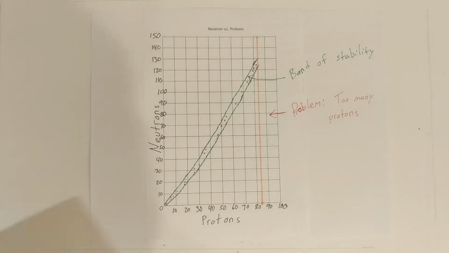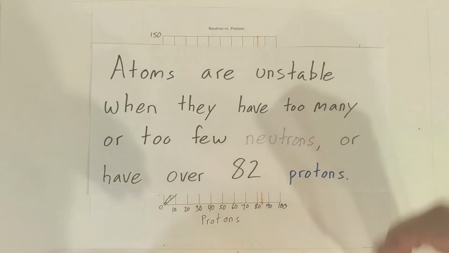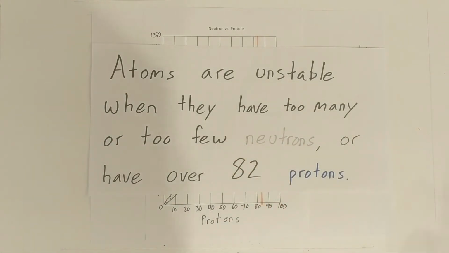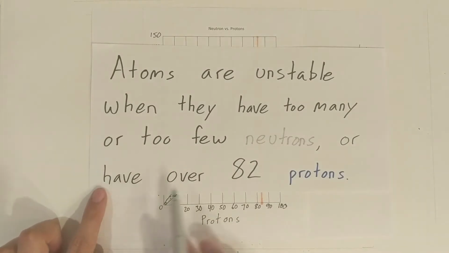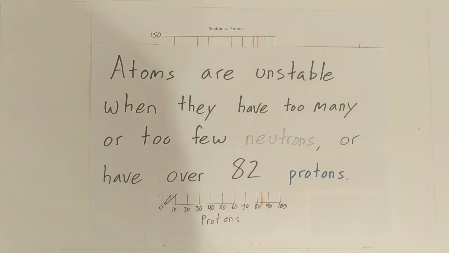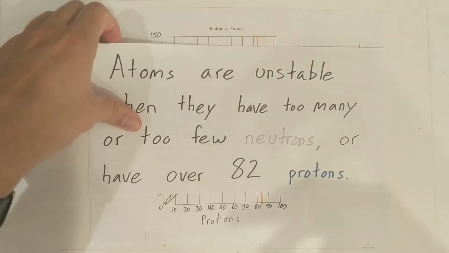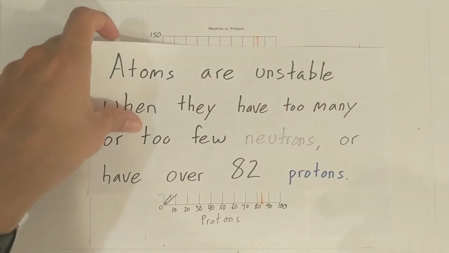So to review, atoms are unstable when they have too many or too few neutrons, or they have over 82 protons. Because you remember the neutrons kind of act like the glue, and the protons have positive charges, so they want to push each other apart. And once you have 83 or more protons, no matter how many neutrons you have holding it together, the protons will want to push themselves apart more and it won't be stable.